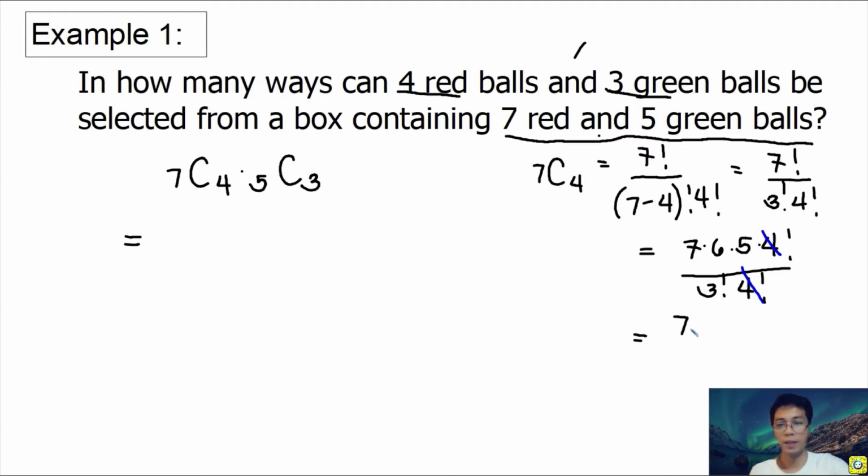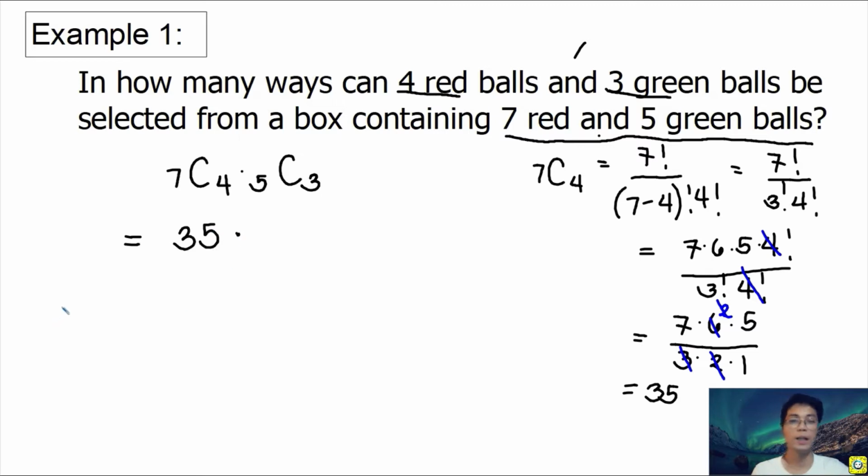So, expand pa natin. 7 times 6 times 5 over 3 times 2 times 1. So, cancelin pa natin po ito. Si 3 at saka si 6, may matitira kapag 2. Tapos si 2, pwede pa uli natin i-cancel yan. So, ang natira na natin ay 7 at saka 5. So, alam natin, 7 times 5, that's equal to 35. So, ibig sabihin, si 7 chosen 4 dito, that's equal to 35 times. Times po natin. Next na isi-simplify naman natin is si 5 chosen 3.